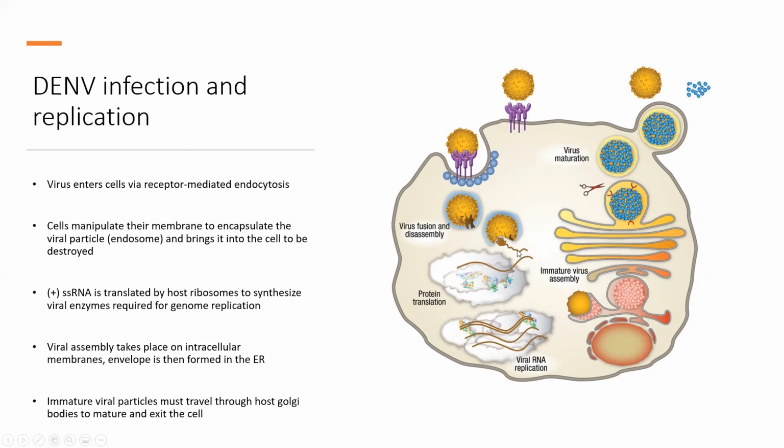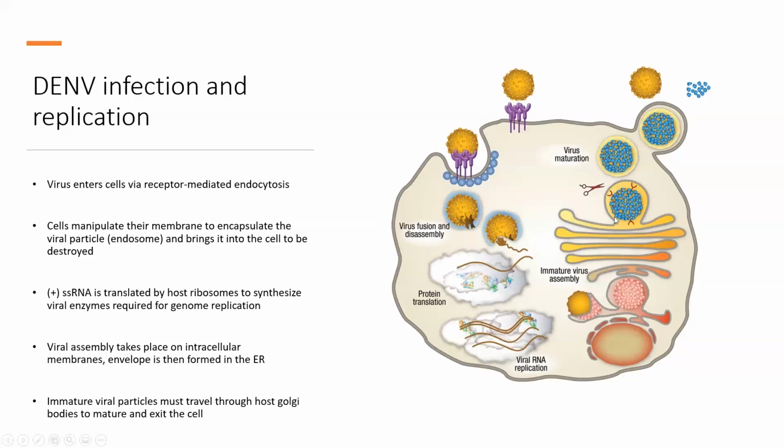Since, as mentioned earlier, it is a plus sense RNA strand, it can directly go to translation, which can form the needed viral proteins for viral replication. So the assembly of the virus happens near the ER, as you can see here, and it gets packaged and it has to go through several membranes of the Golgi in order to become a mature virion.